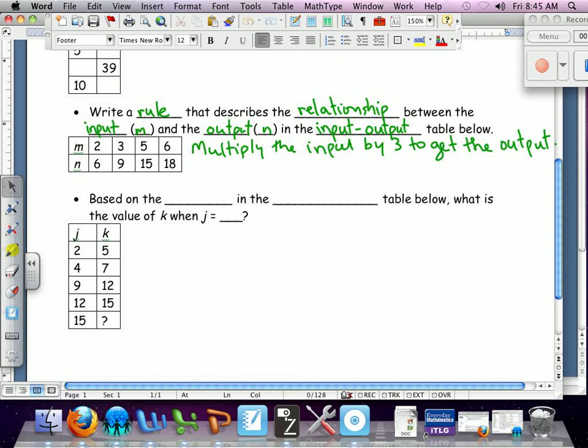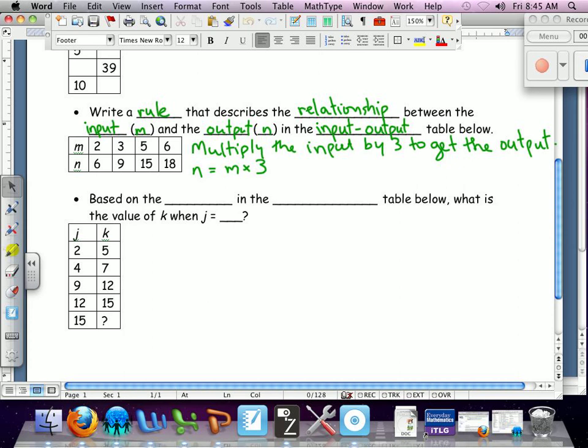We could, though, do it as an algebraic equation. Does anyone have an idea of what that would look like? N equals M times 3. Mm-hmm. N equals M times 3. Again, if you don't want to use a multiplication symbol between your variable and your number, the number would go first because it's called a coefficient, so you would say N equals 3M, and that would be valid as well.